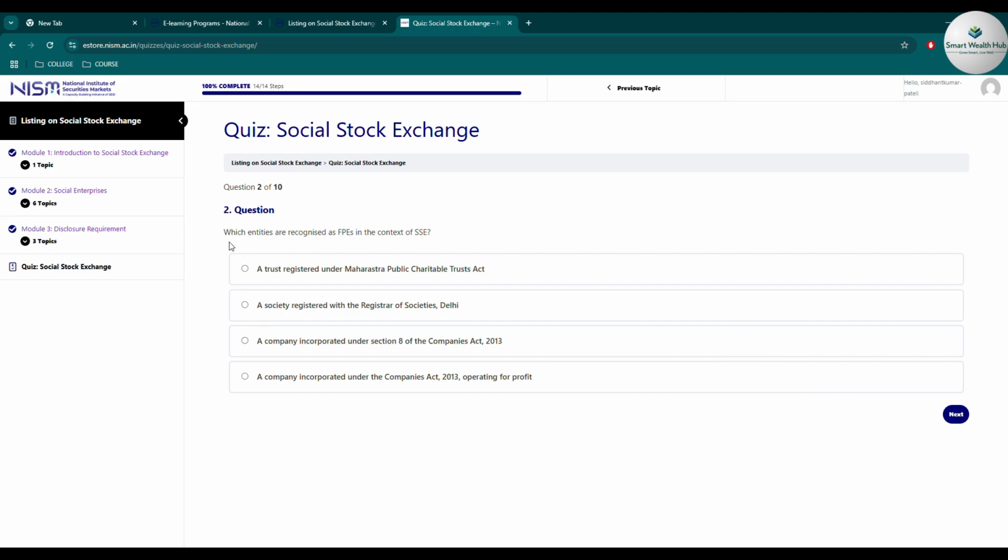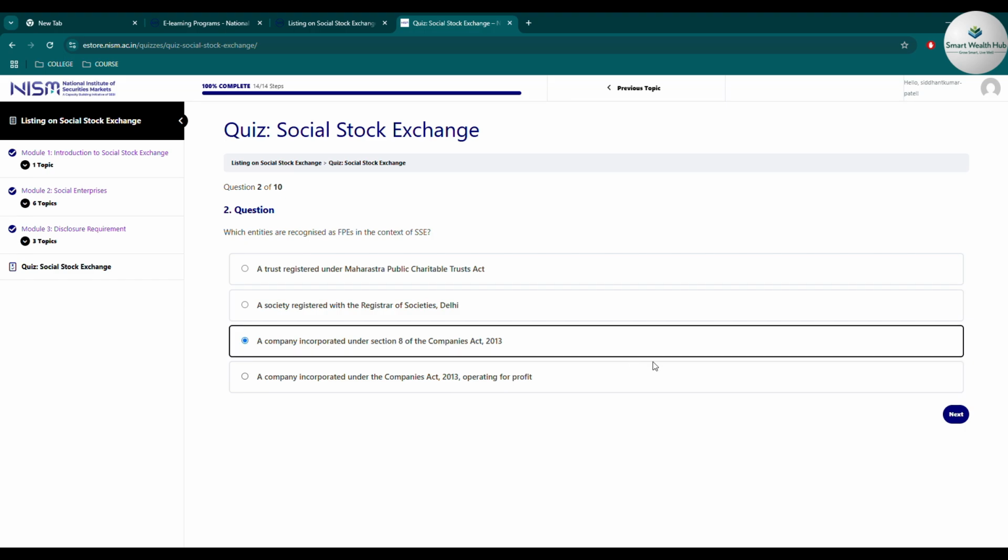Which entities are recognized as FPEs in the context of SSE? Option A, a trust registered under Maharashtra Public Charitable Trust Act. Option B, a society registered with the Registrar of Societies, Delhi. Option C, a company incorporated under Section 8 of the Companies Act 2013. And option D, a company incorporated under the Companies Act 2013 operating for profit. So the right answer is option C, a company incorporated under Section 8 of the Companies Act 2013.